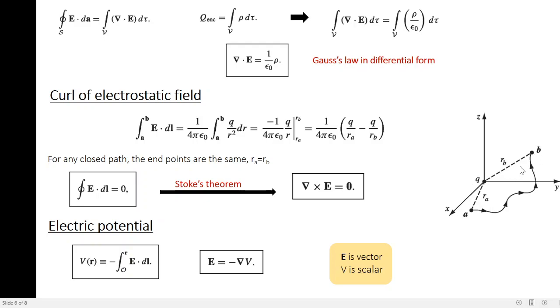Now if you imagine that your path is closed, meaning point A and point B are exactly the same, or Ra equals Rb, then q by Ra minus q by Rb is going to be 0, and you get the closed integral of E dot dl equal to 0. This is a line integral. You can convert it to a surface integral using Stokes theorem. So you get the surface integral of curl of E dot dA equal to 0. Since the integral equals 0, the term inside has to be 0.